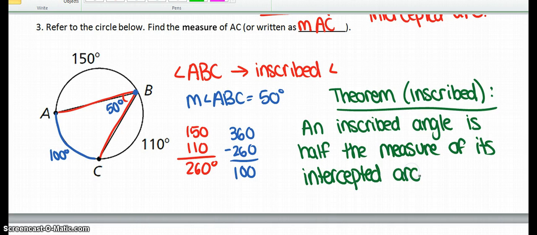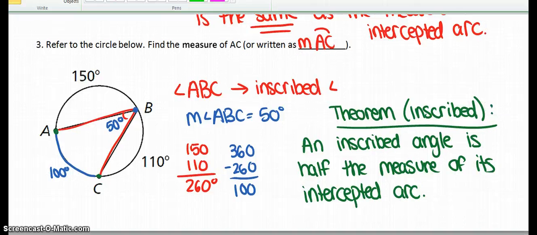I like to say intercepted because that's proper vocabulary, and also it implies that the endpoints of the arc and the angle are the same. So if this is 100, this would be 50. If this was 200, this would be 100. To go backwards, if this angle were 200, this arc would be 400. Or if this was 25, this would be 50, so on and so forth. So you can go backwards and forwards to find the given measures.